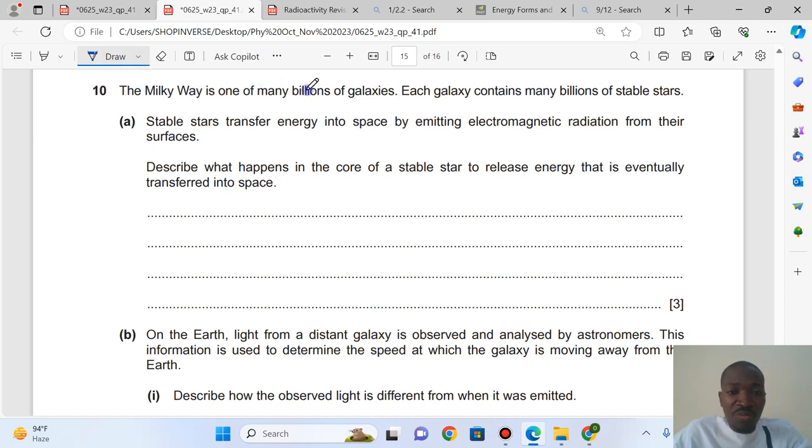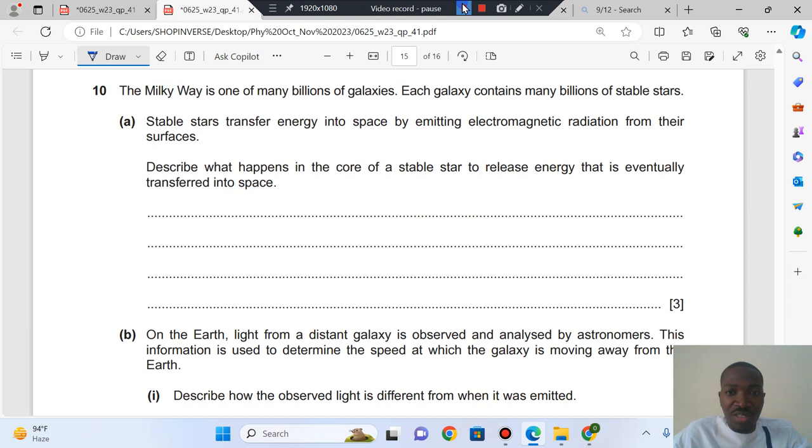Number 10. The Milky Way is one of many billions of galaxies. Each galaxy contains many billions of stars. Stable stars transfer energy into space by emitting electromagnetic radiation from their surfaces. Describe what happens in the core of a stable star to release energy that is eventually transferred into space.